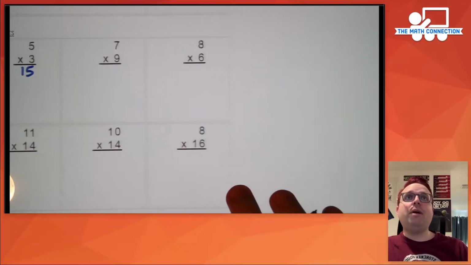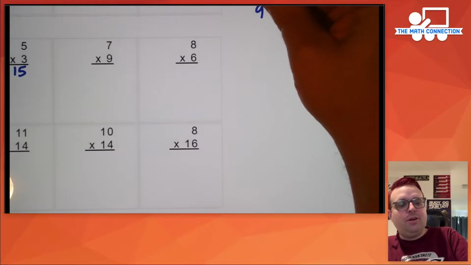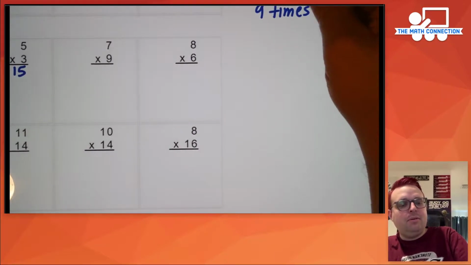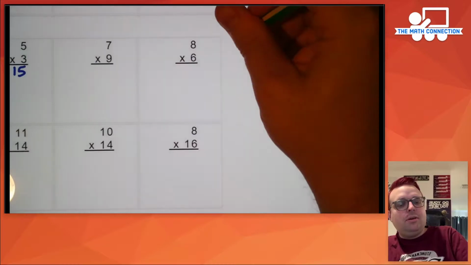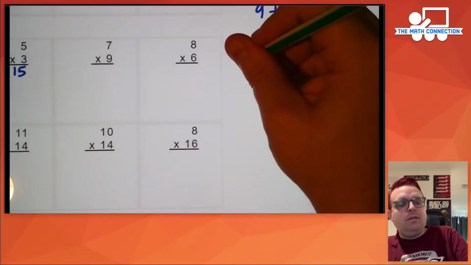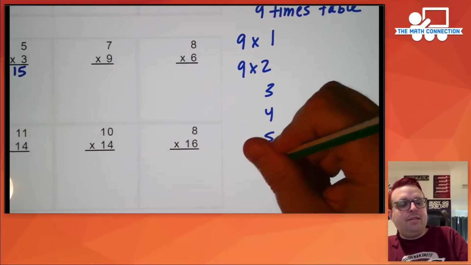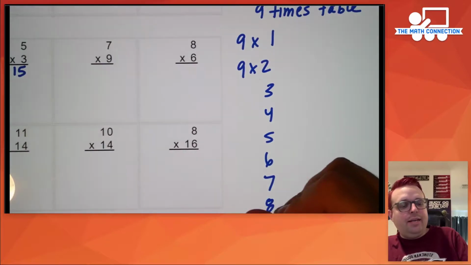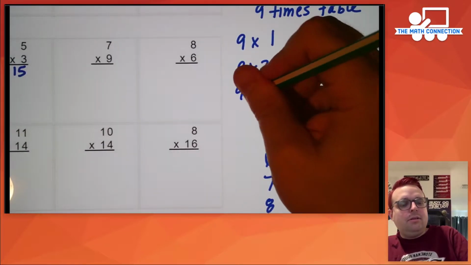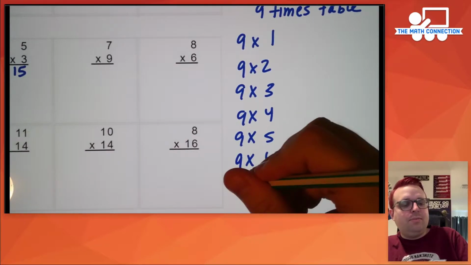So if I roll my page over, you might want to put this in your notes. We're going to make a 9 times table. So you take 9 times 1, 2, 3, 4, 5, 6, 7, 8, 9. And you can keep going from there too, but these are the most common ones.